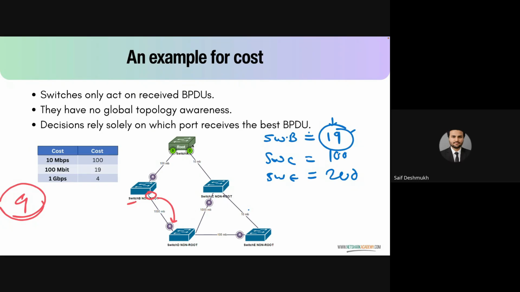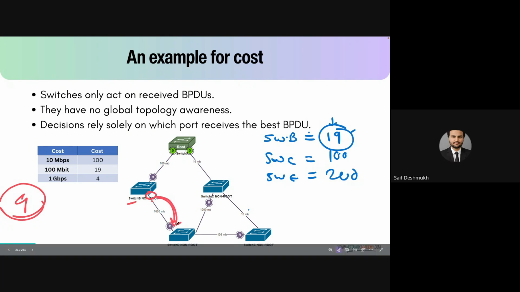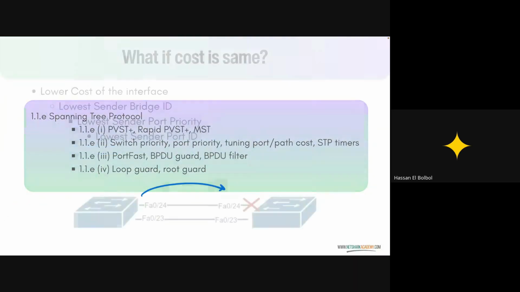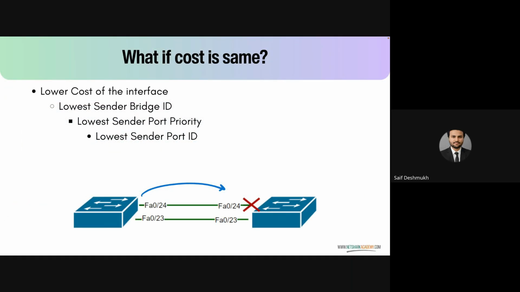What I know is that the other side doesn't have any idea. What you're saying actually doesn't even happen. Switch B doesn't say that you are root port, or switch D doesn't say to switch B that you are designated port. It's part of the election, and when we get to the practice, let's try it out. Okay, thank you. That was a good question.